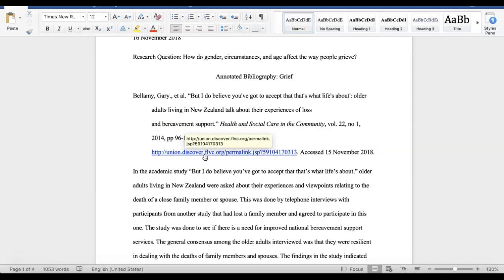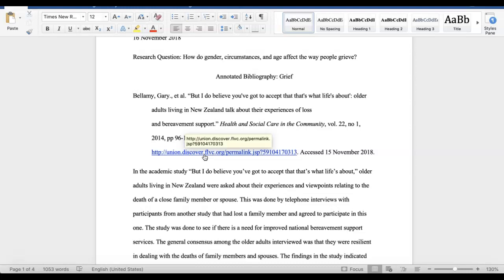Also notice that we have the permalinks being used for the sources. When you are in the databases, you will need to look for the permalink or the DOI and include that. Here is why. I need to be able to check that you have correctly used your sources. So that link has to work. It is 100% important for that link to work.